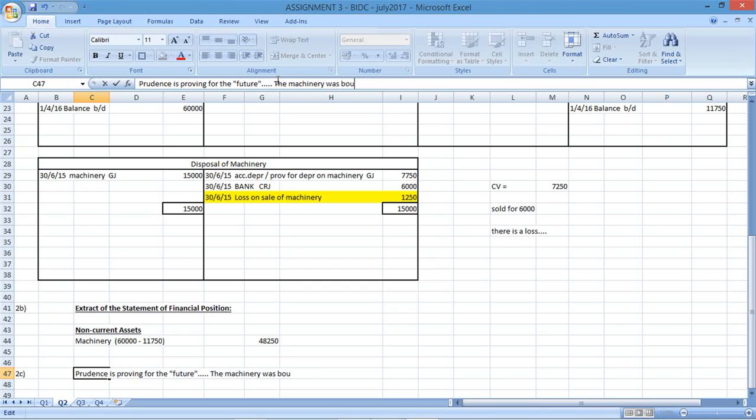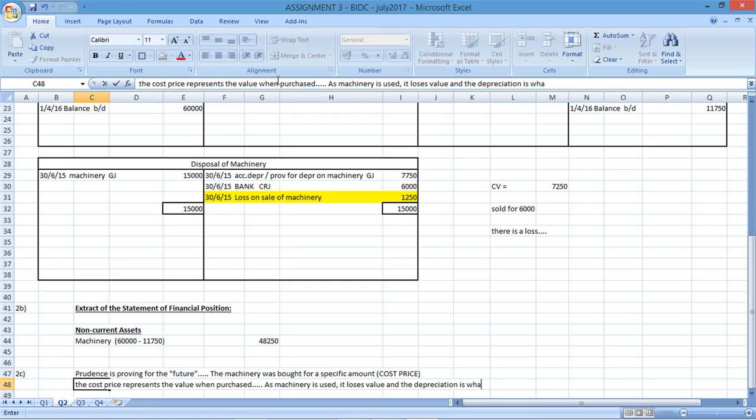So to describe the machinery was bought for a specific amount, bracket, that's the cost price. The cost price represents the value when purchased. As machinery is used, it loses value, and the depreciation is what we are recording.